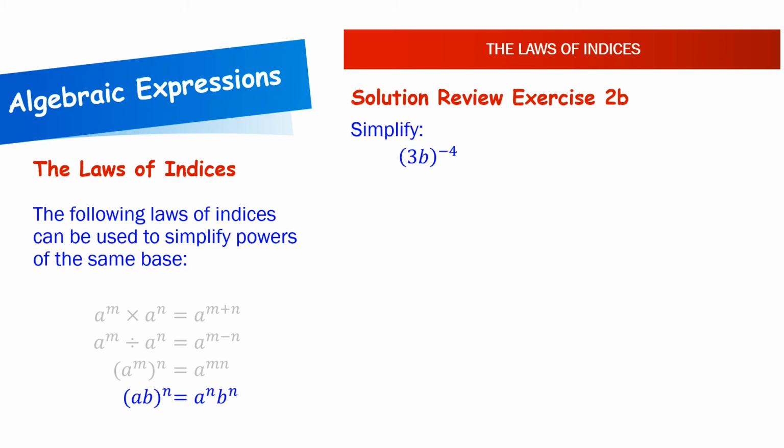And now for review exercise 2b. Simplify 3b to the power minus 4. Again, we use the last law on the screen to help us with this exercise. So 3b all raised to the power minus 4 is 3 to the power minus 4 times b to the power minus 4.